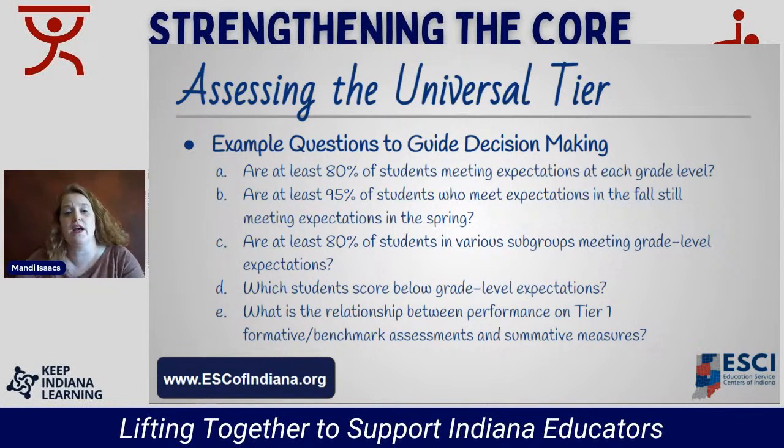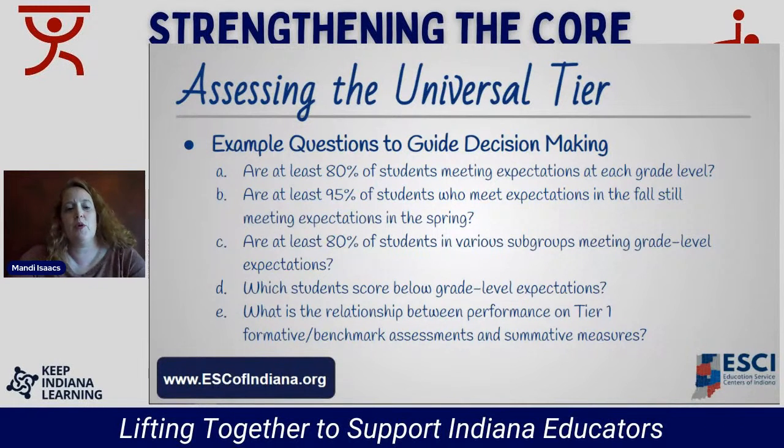So the authors dive into that a little bit with assessing the universal tier. These are some of the questions that a committee or a team within a building might ask to help guide their decision-making in if their universal tier is effective and strong, or if there are gaps in that universal tier. So in thinking about that, looking at question A, are at least 80% of students meeting expectations at each grade level? So we can pull out that universal screener data, look at it across the grade level, and your teams can look and see, okay, are at least 80% of our students meeting expectations? If it's below 80% of our students, then we really need to look at that universal tier because it's not meeting our students' needs.